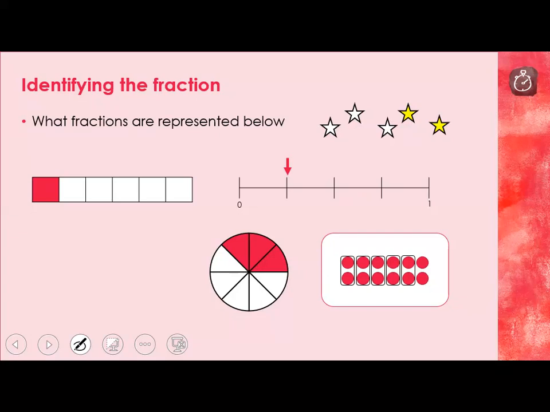Let's have a look at these representations of fractions quickly. This could be an opportunity, if you would like, to pause the video and tell me what fractions you think are represented here.